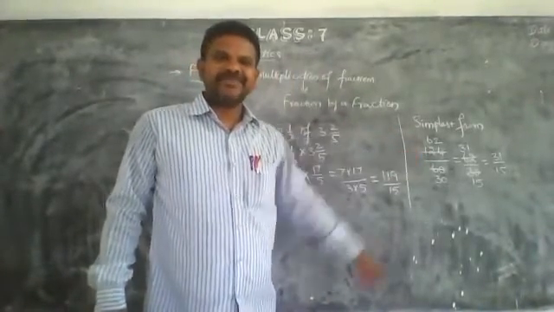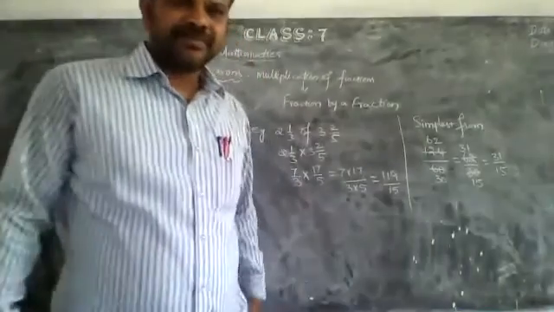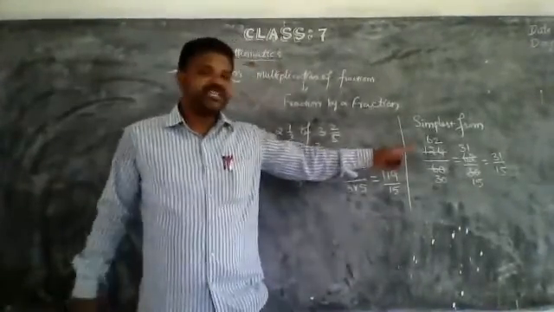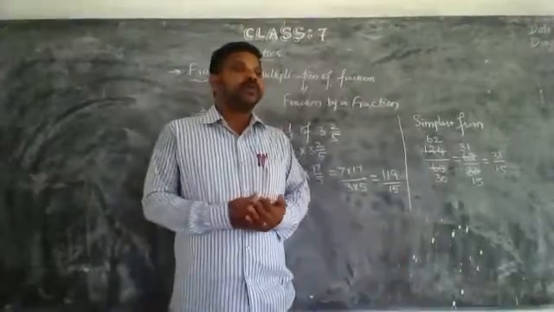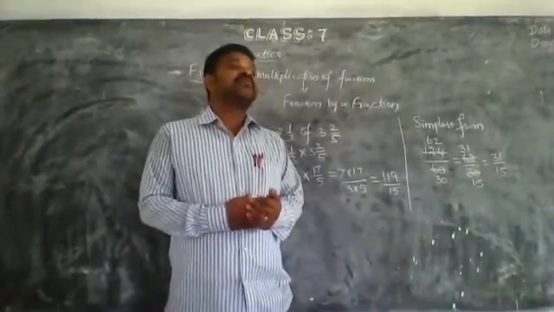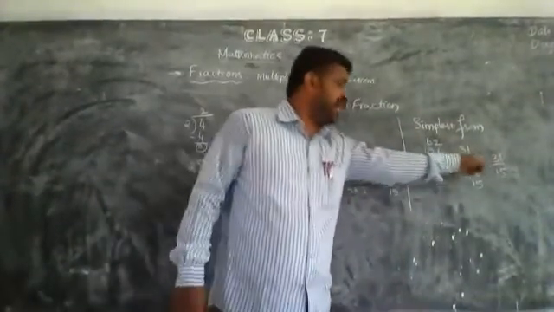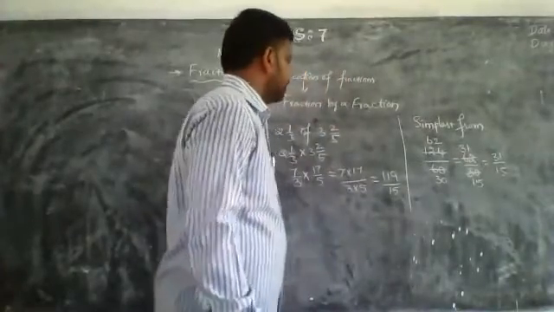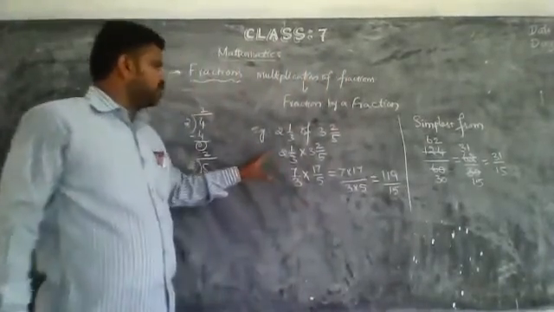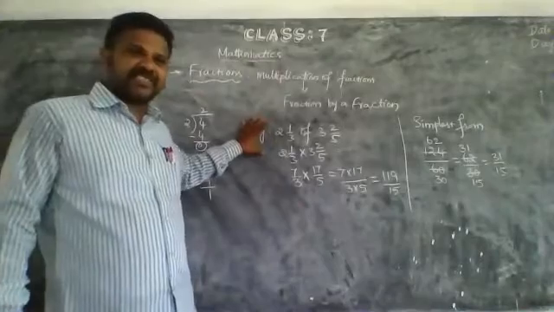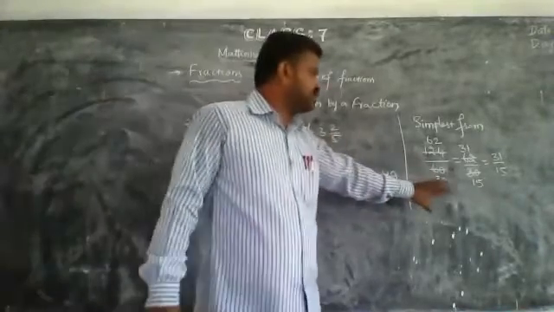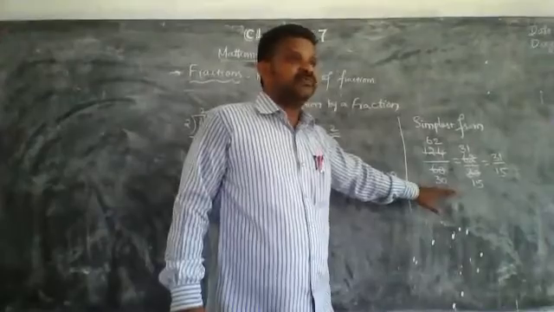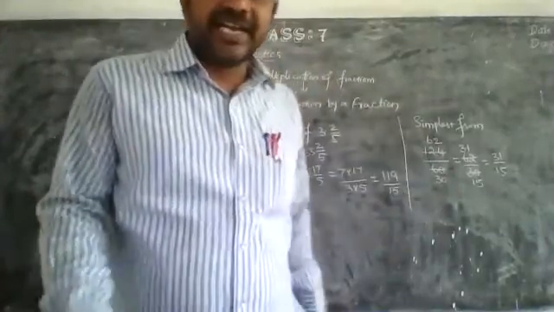Is it lowest term? No. The lowest term, yes. Why? Because there are no common factors of numerator and denominator. Okay, this is about multiplication of fractions and simplest forms. Simplest form. You just write now.